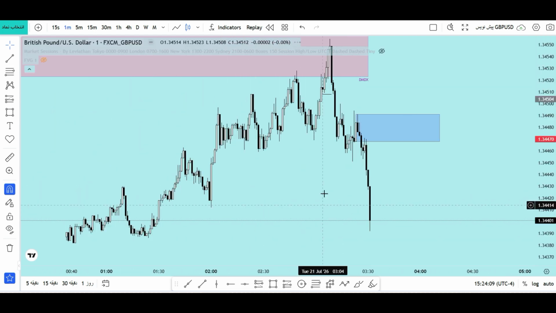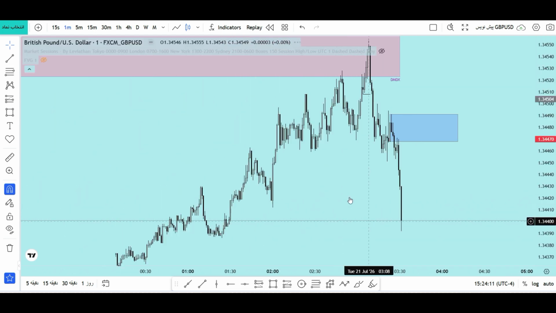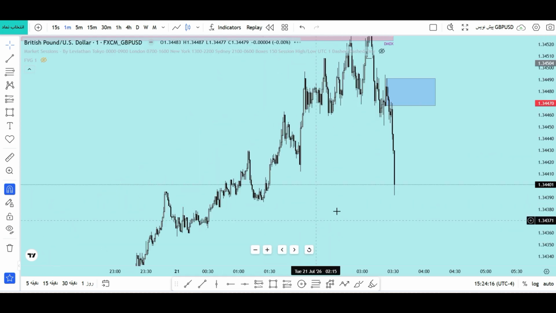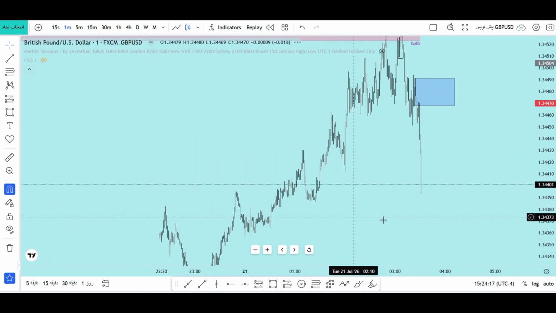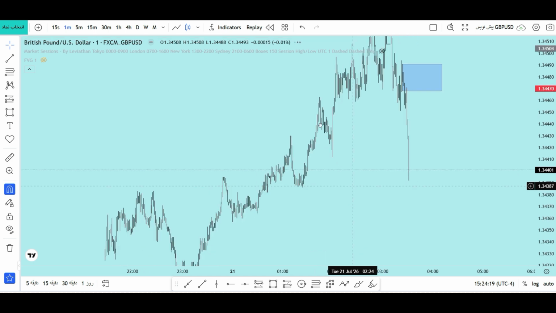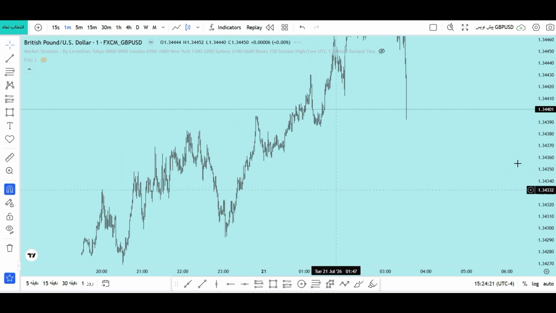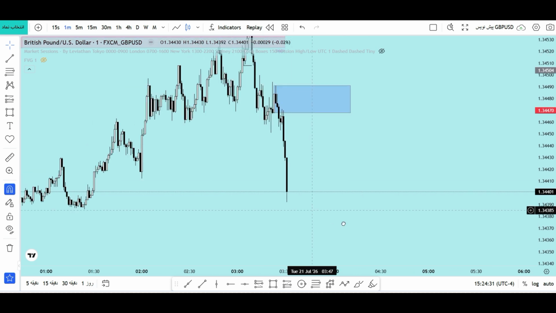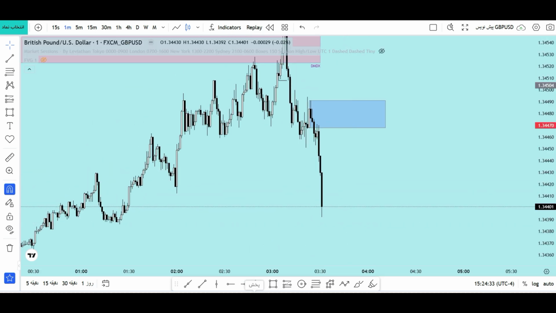And as you see, price didn't come up from the end of the range. Where is our end of the range? Let me zoom out. It is very far away. It's around here, so it's still valid. We are waiting for price.